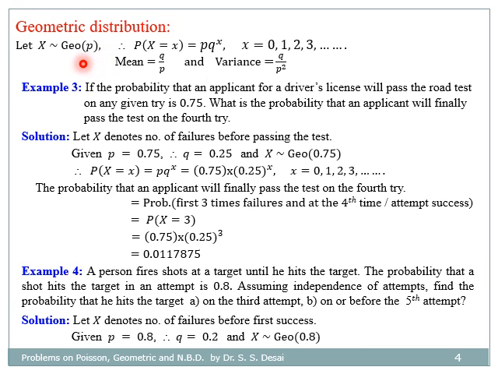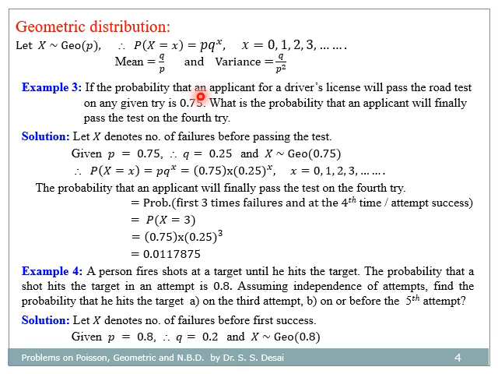Now consider the examples based on geometric distribution. So here for geometric distribution, PMF is P into Q raised to x, mean is Q by P and variance is Q by P square. And let us consider the example.